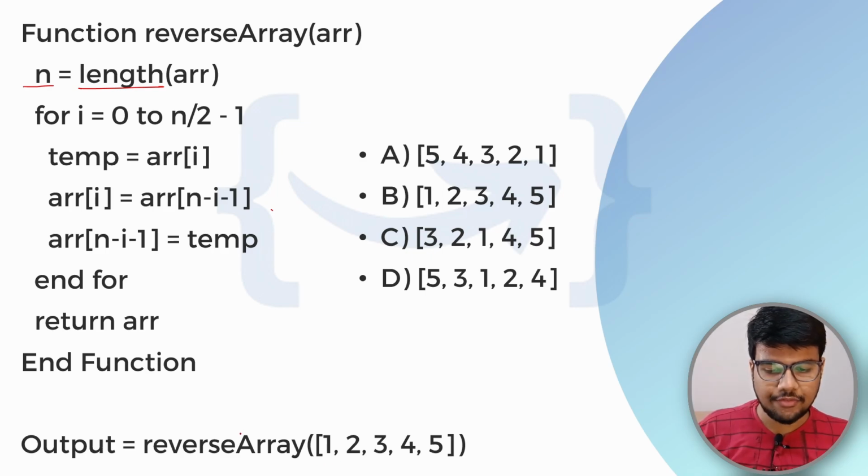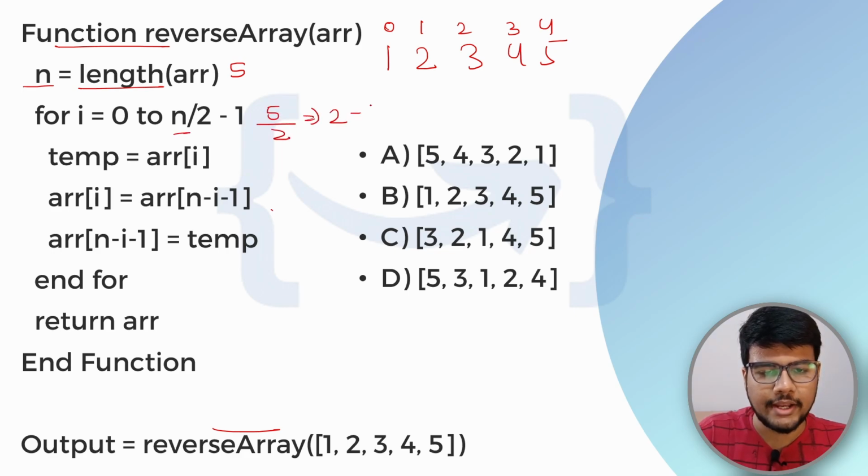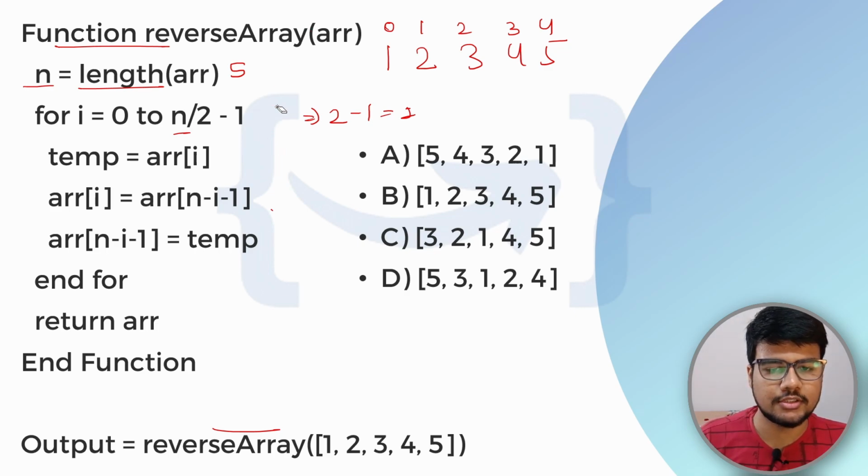Okay, great. So we have reverse array, where 1, 2, 3, 4, 5 is passed to this function. Okay, again the pseudocode. It looks a bit tricky, but it is not at all. Let me write the array elements and mark the index. So n is stating the length, so the length we have is 5. So for i from 0 to n divided by 2 minus 1: 5 by 2 is 2, minus 1 gives us 1. So this loop will run 2 times, which is 0 and 1.